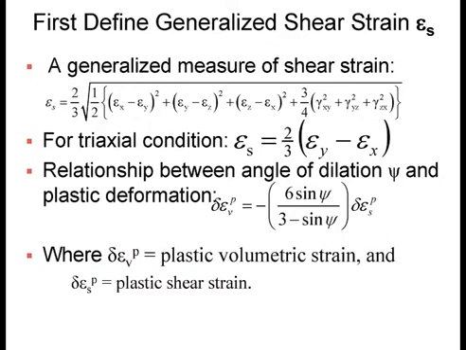So the associated flow is nothing more than the special case of a non-associated flow in which the angle of dilation is equal to the angle of friction. And in principle, if you set the angle of dilation equal to the angle of friction, and you run GeoFEA, it should give you the same answer as the associated flow.